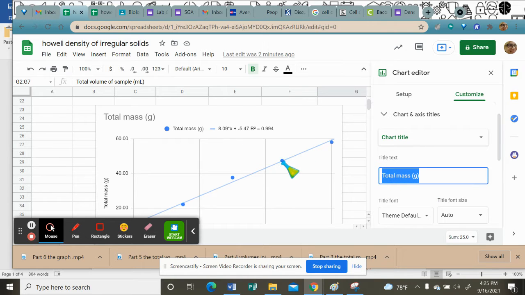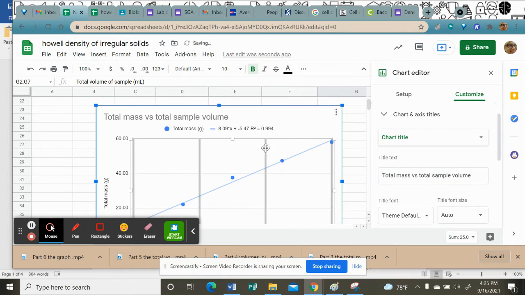And I want it to be my series or my dependent variable or my y-axis versus my x-axis. And so what that's going to be is total mass versus total volume, total sample volume.